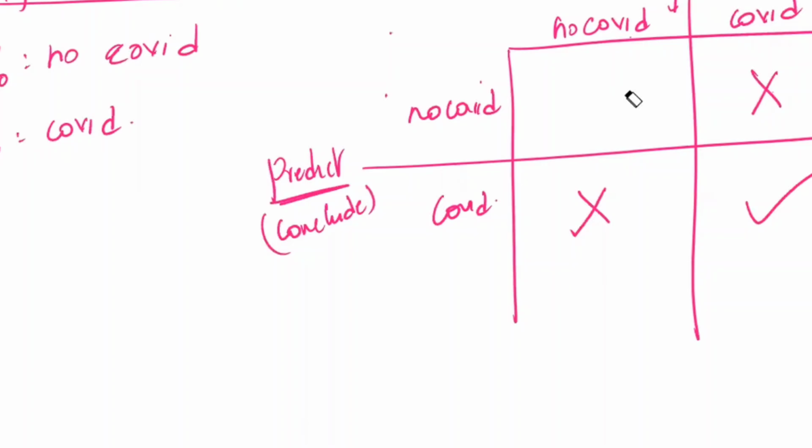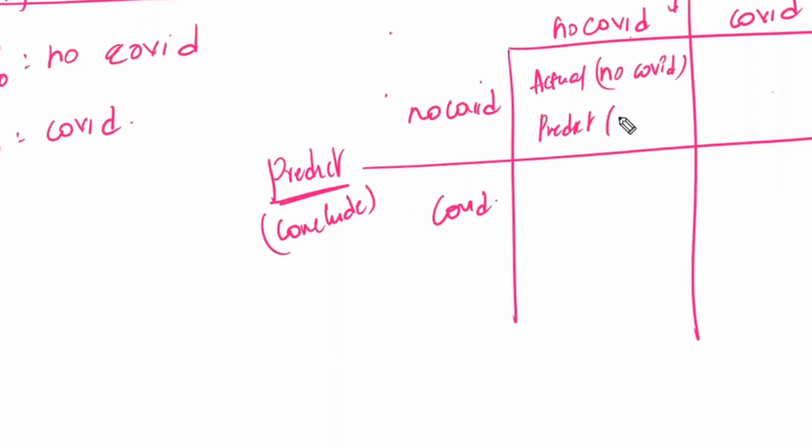Now tell me what this particular cell belongs to. What is actual? Actual is no COVID. What have you predicted? Predicted also no COVID. Done. Now, what is actual? Actual is COVID, the person has COVID. What have you predicted?